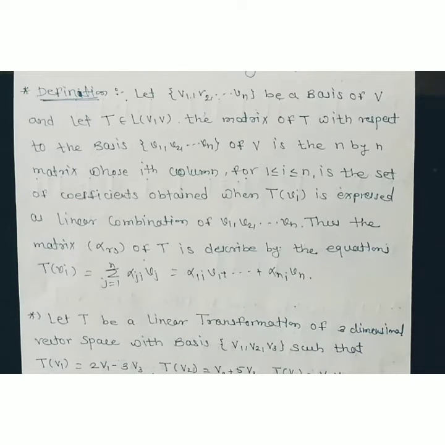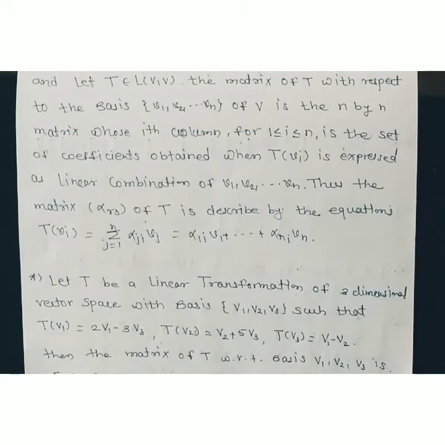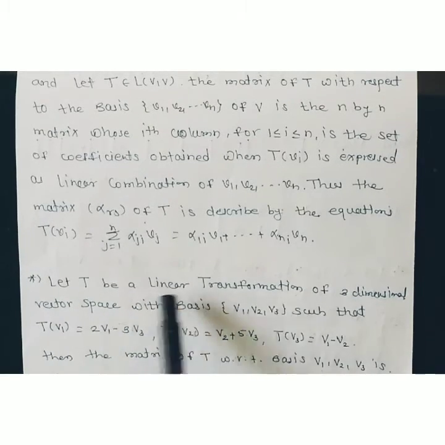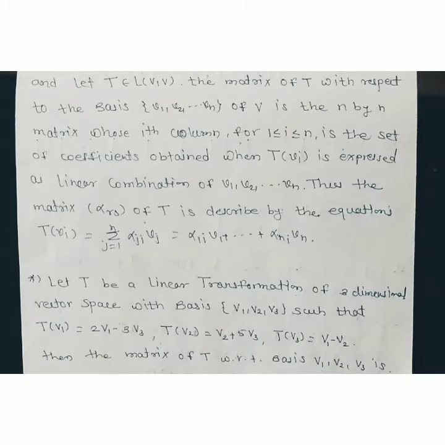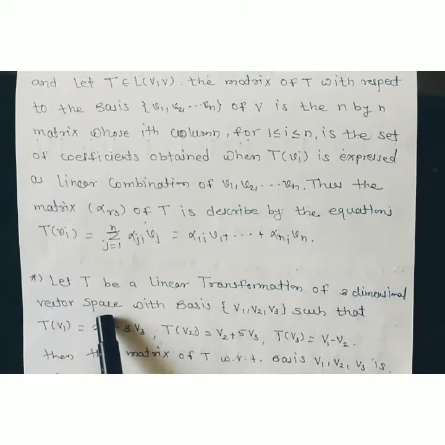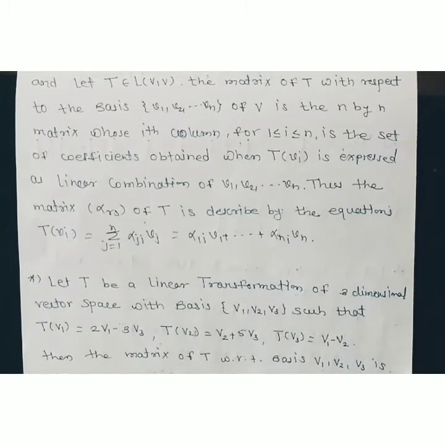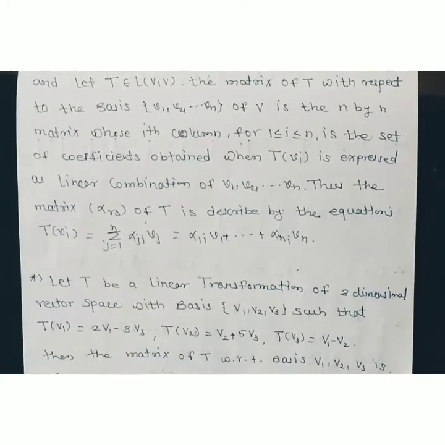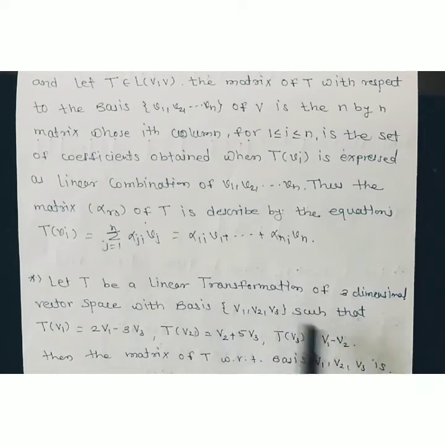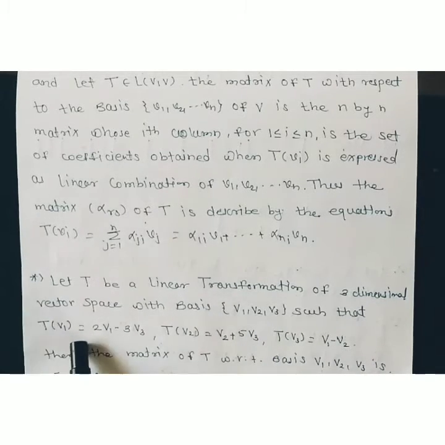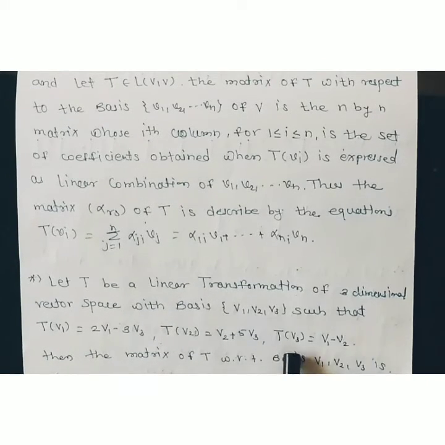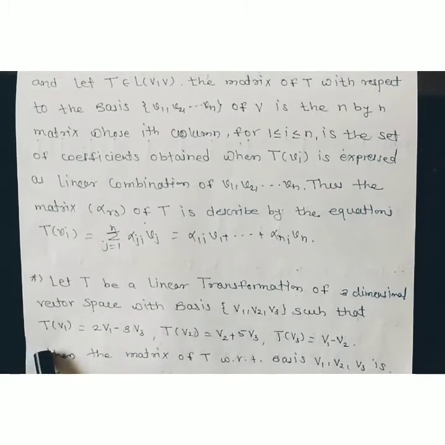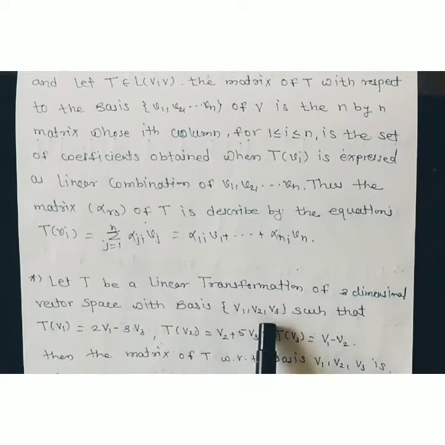Now we look at the problem. Let T be a linear transformation of the three-dimensional vector space with the basis v1, v2, v3. We have a vector space of dimension 3 and the basis vectors are v1, v2, v3. We are given T(v1) = 2v1 - 3v3, T(v2) = v2 + 5v3 and T(v3) = v1 - v2. Then we have to express this linear transformation T with respect to these basis vectors v1, v2, v3.